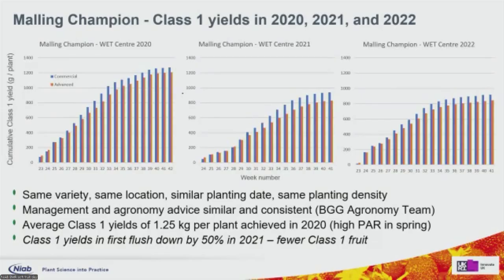And so specifically what we see is that the average class 1 yield for the year 2020 was 1.25 kilograms per plant, while in 2021 that was probably down 50%.